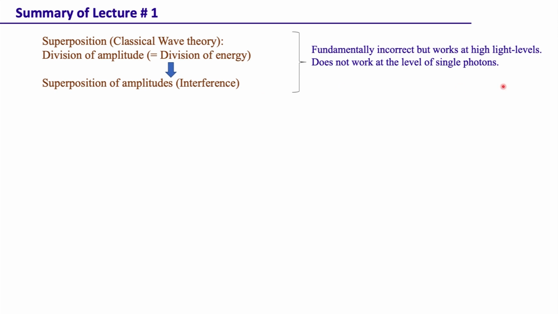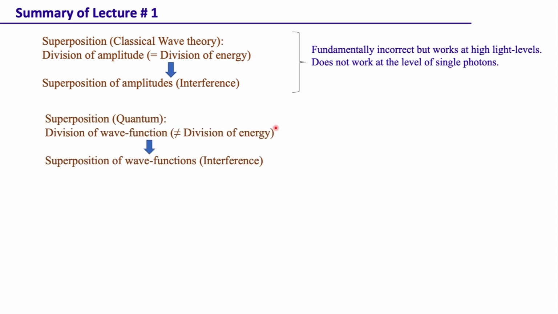This theory is fundamentally incorrect, but definitely it works at high light level, but it doesn't work at the level of single photons. So then we need quantum theory. In quantum theory, the main difference is that here we don't have division of amplitude because we don't have real fields. We have the wave function, and superposition involves a division of the wave function, and this division of the wave function does not involve division of energy. And of course, the interference is because of the superposition of wave functions.